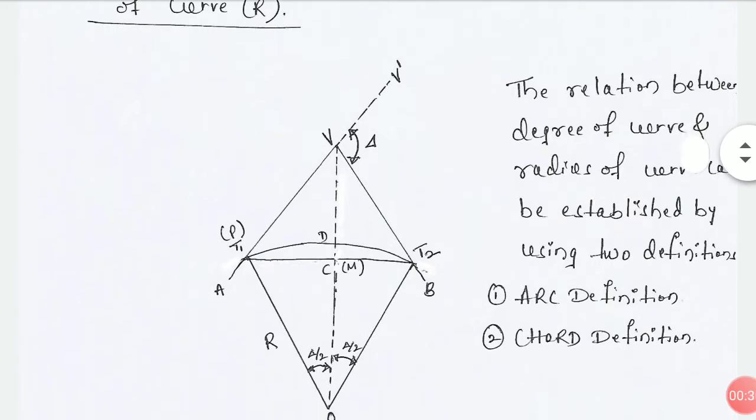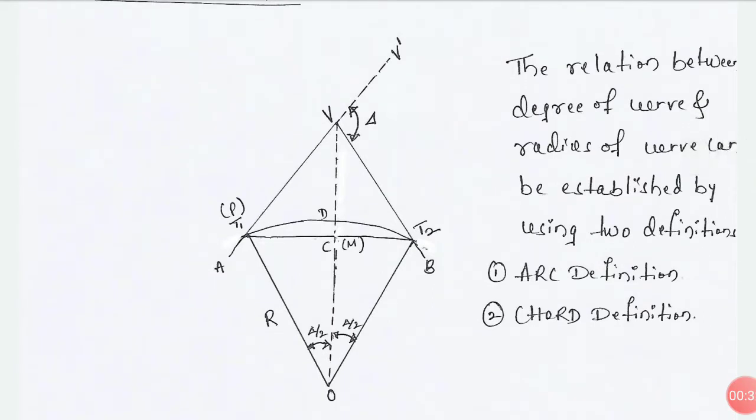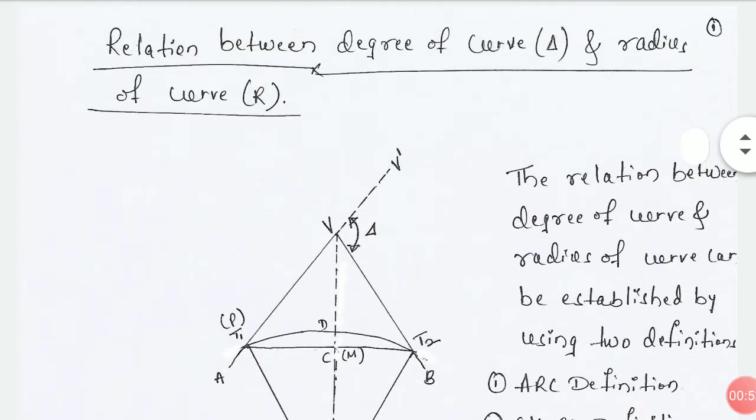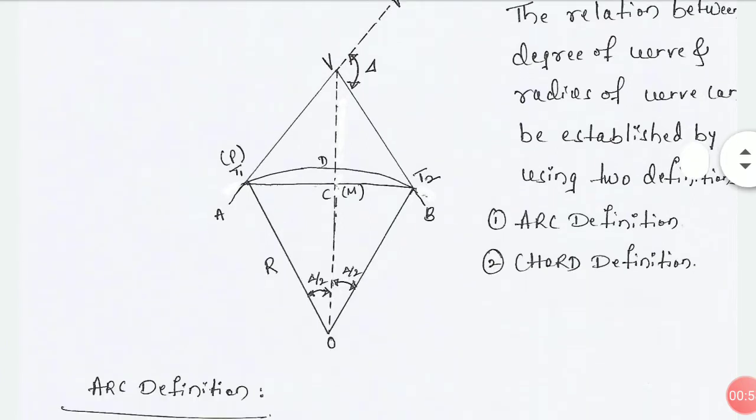Degree of the curve, as we know, when we extend the tangents, those are back tangent and fore tangent A T1 and B T2, they will intersect at a certain point where they will make the intersection angle, that is delta, V dash V T2. That delta we call the degree of the curve. And radius, as we know, is indicated here as R, that is from point O to point T1.